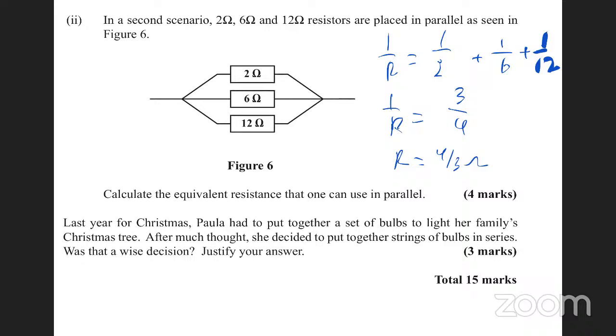What's the problem with a series circuit? If one blows, all will be out. So it's better to connect it in parallel. Okay? So make a note of that. Parallel connections have independent control. So it was a bad idea. It was a bad decision because if one of the bulbs blows, all will be out.